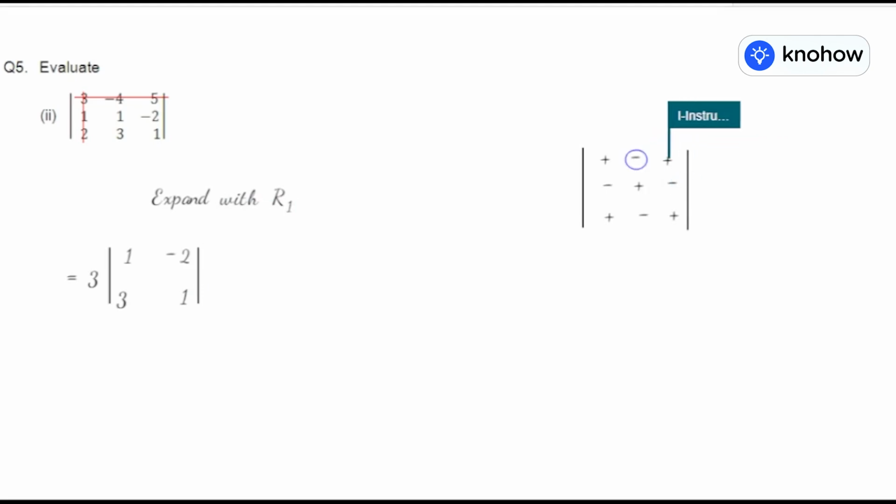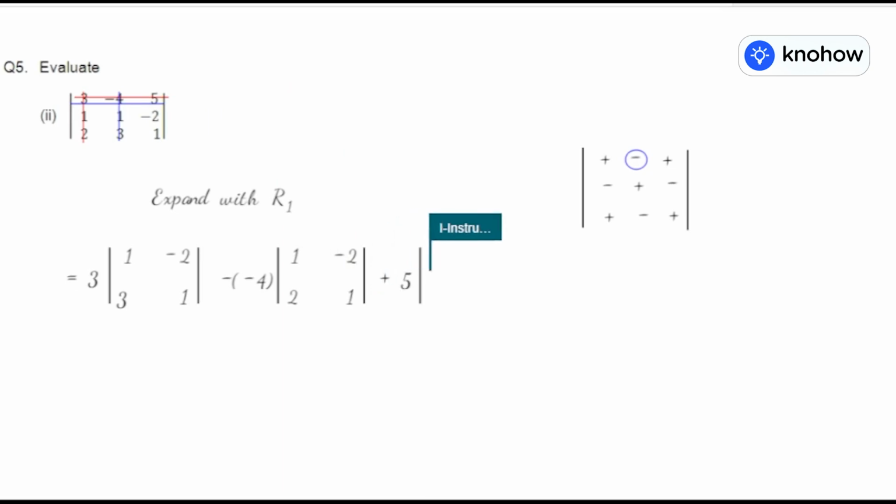So negative times negative 4, delete the row and column through negative 4 now, and you get 1 negative 2, 1 negative 2 and 2 1. And then the third element is 5, and that will remain plus 5, and delete the row and column through 5. So you get 1 1 2 3. And now it is simple to expand it.